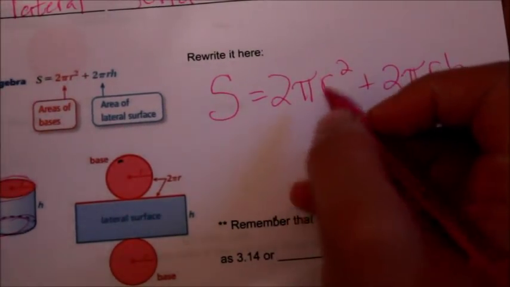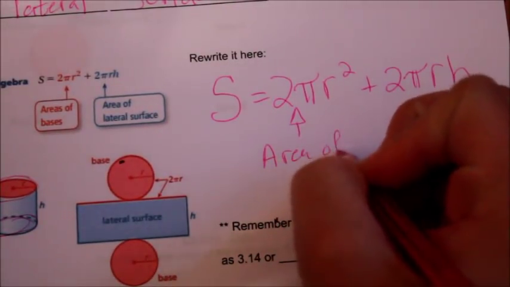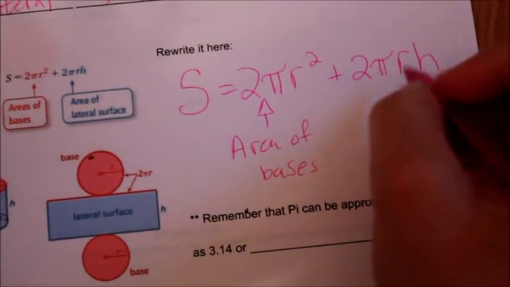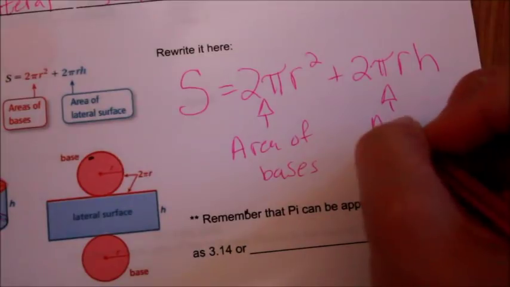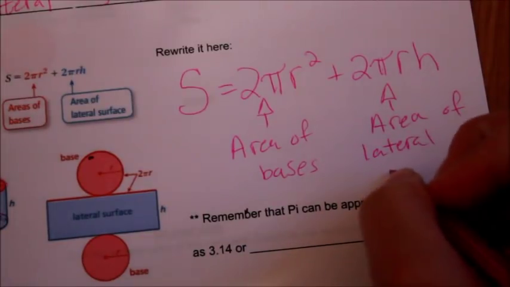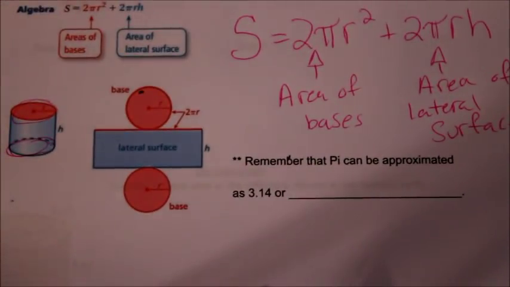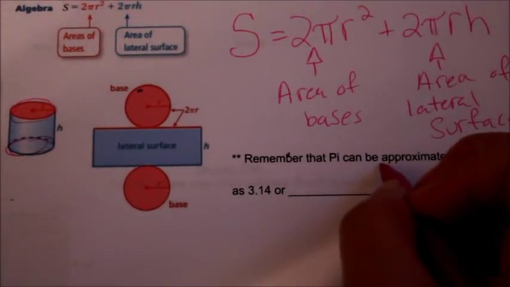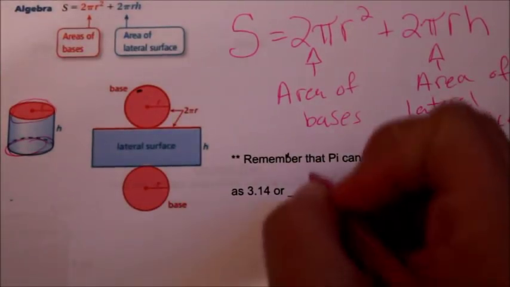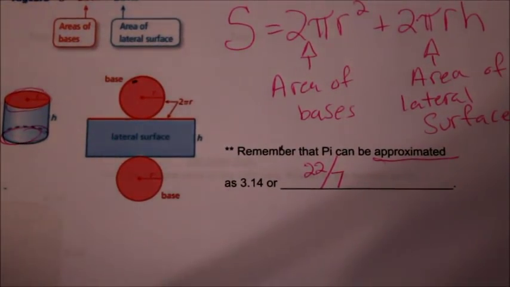So we're going to have the area of the bases and the area of the lateral surface. Remember that pi can be approximated at 3.14 or 22/7 in the fraction form there. If you do not remember that, there's your reminder. Please make sure you wrote it down so that you do not forget.